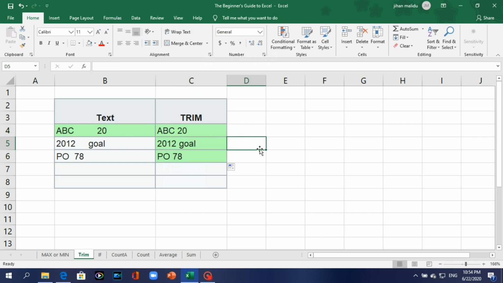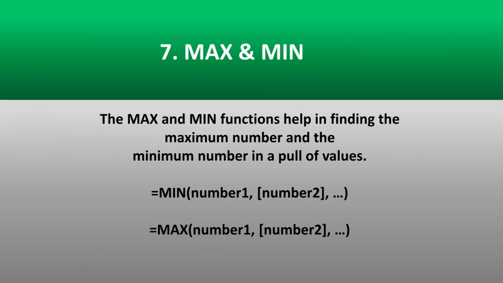Max and min. The max and min functions help in finding the maximum number and the minimum number in a pool of values.